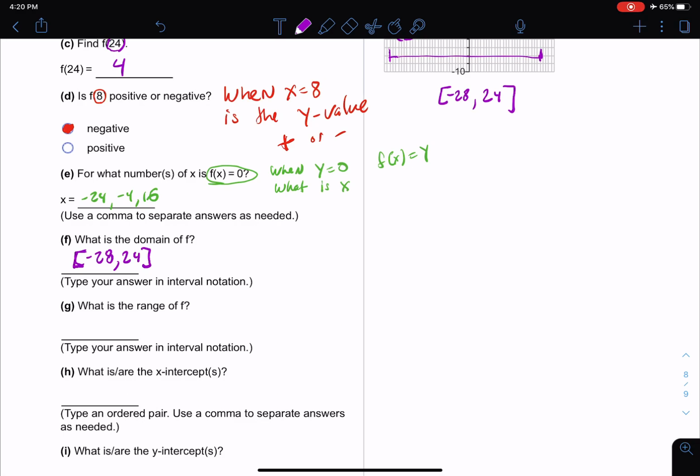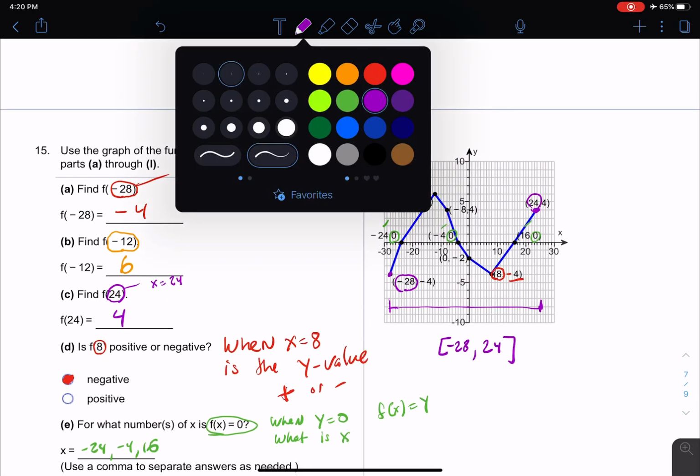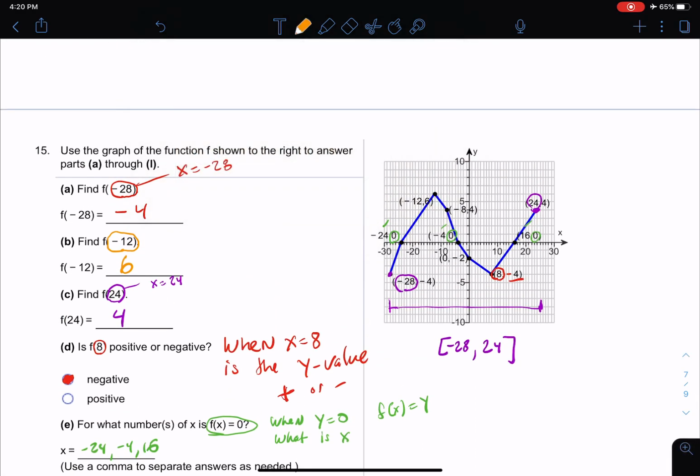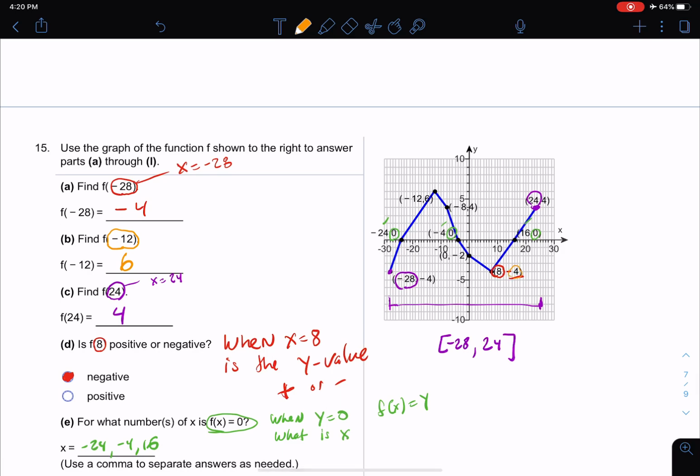What is the range? Okay, the range, we will use that color. The smallest y value. So I see a negative 4 here, and I see a negative 4 there. So that's the same line. Sometimes that gets hard to see. So the smallest y value is negative 4, and it goes up to the largest. Well, I see a positive 4, but this one's bigger. This one's just a little bit higher.